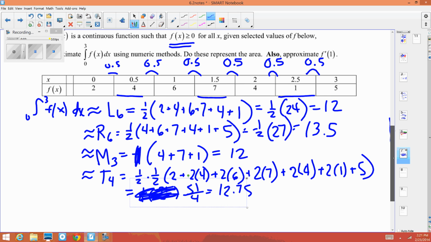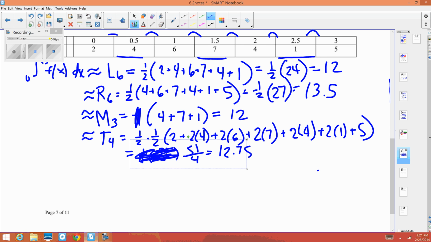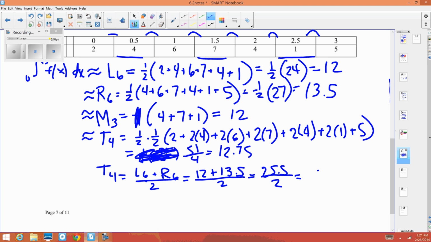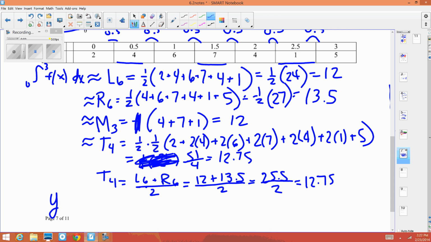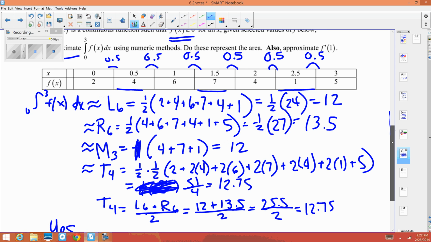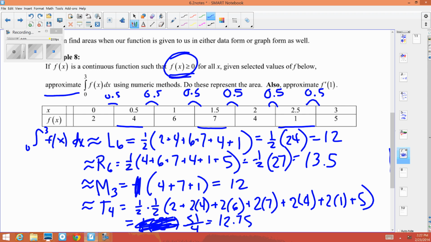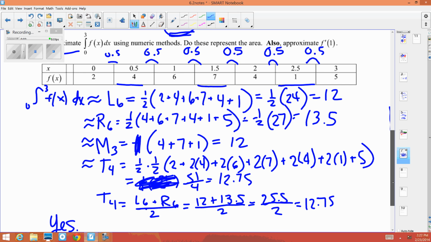If you recall from stuff that we've done before, we could have approximated the trapezoidal by taking the average of the left-hand and the right-hand intervals, which would have been 12 plus 13.5 over 2 equals 25.5 over 2, or 12.75. Now we didn't answer all of the parts of the question. We approximated it using numeric methods, and we showed the approximation by that squiggly sign. Do these represent the area? Yes, they do, and that's because of this fact: the function is always non-negative. And the last step, also approximate f prime of 1.